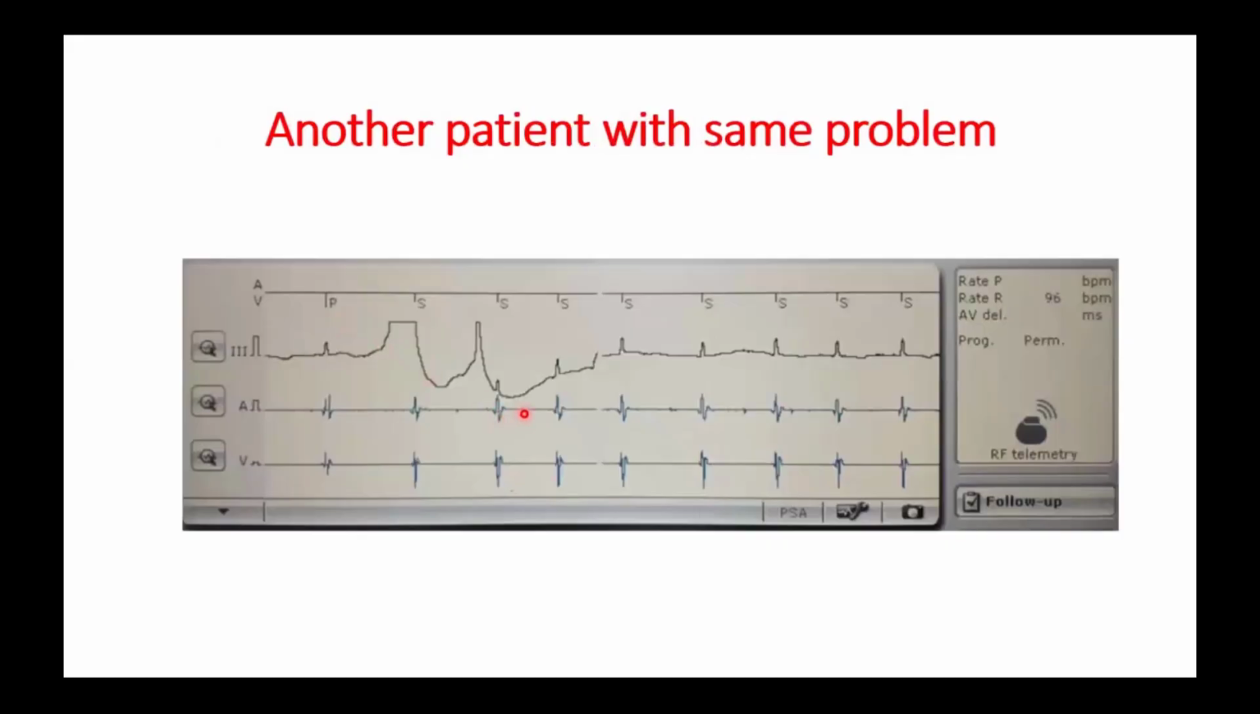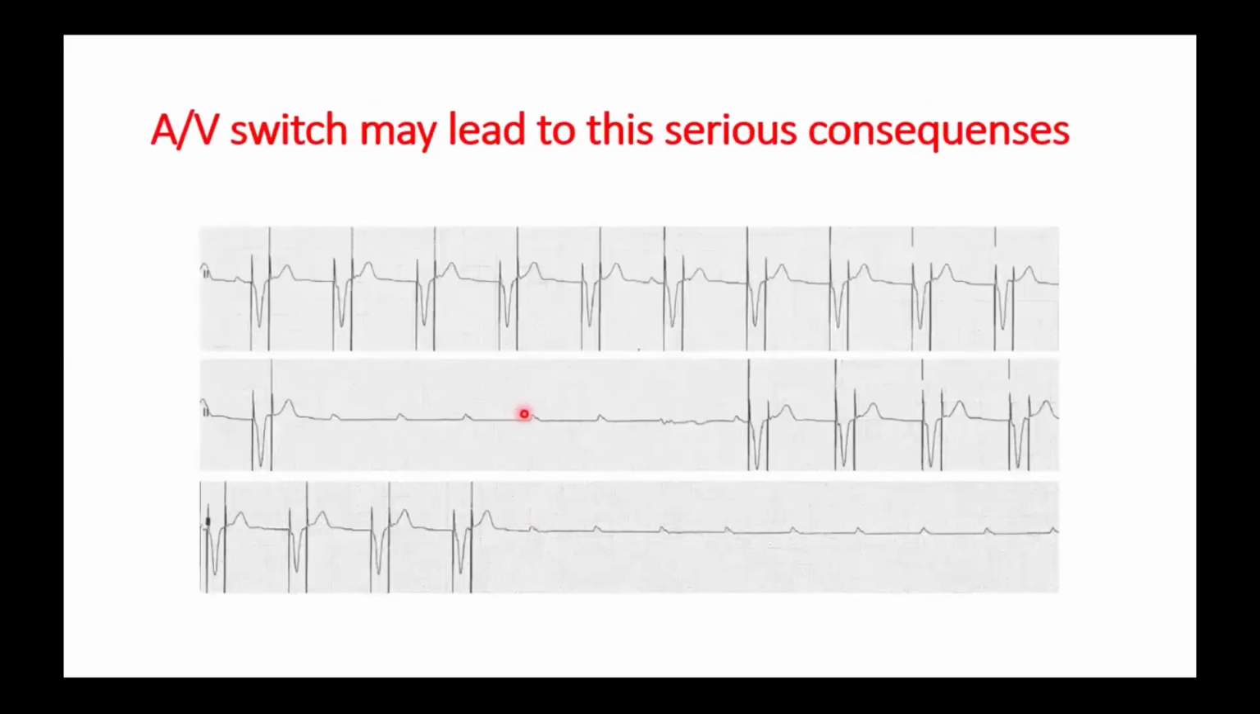So how to solve this problem? First, if you are in the emergency room and you have the programmer, you program it to DOO mode or AAI mode. AAI mode is going to pace the ventricle, because the ventricular lead is in the atrial chamber. Or DOO mode, because both will be paced, so no problem. But AAI mode is good, or AOO mode is good.